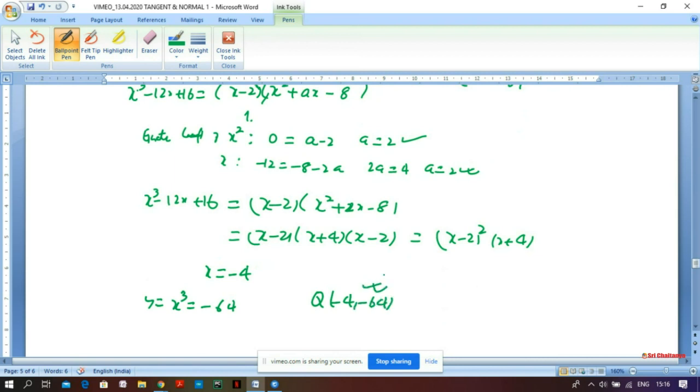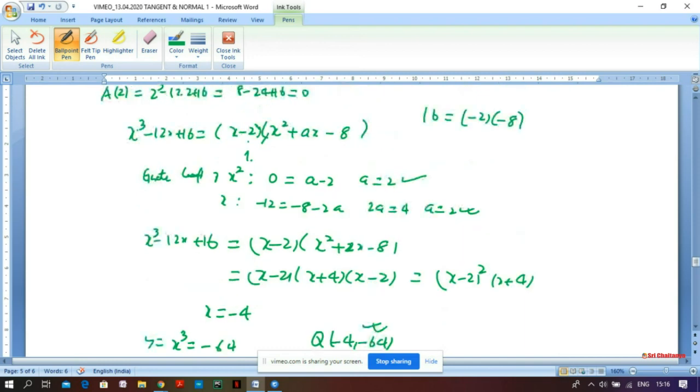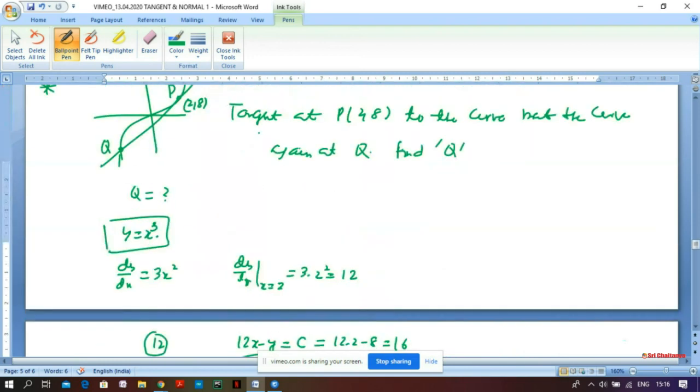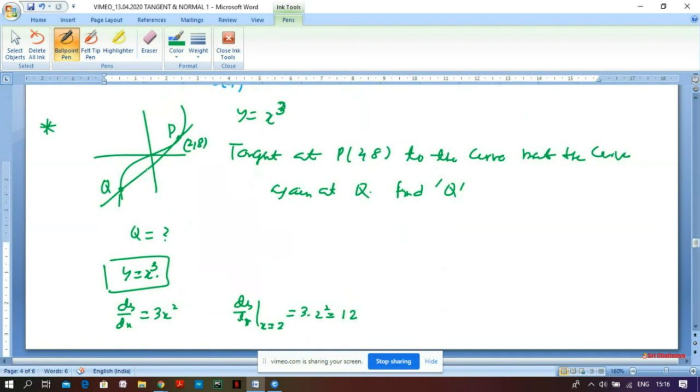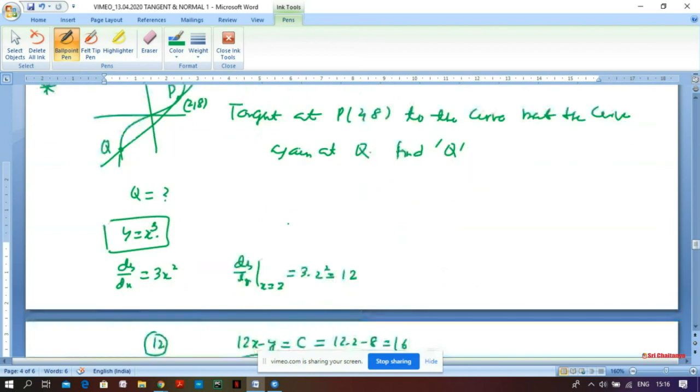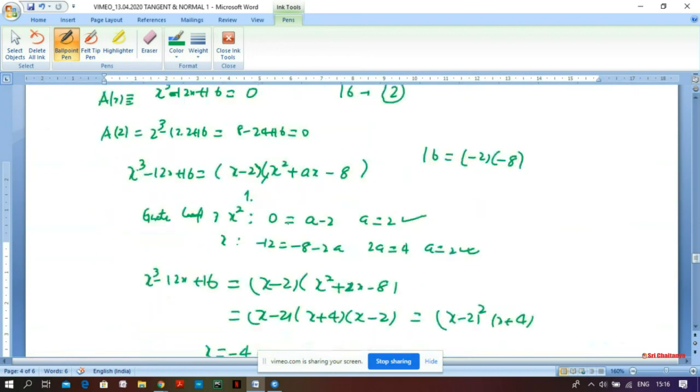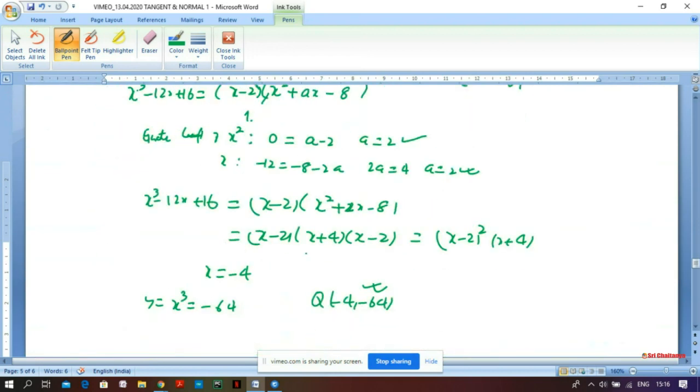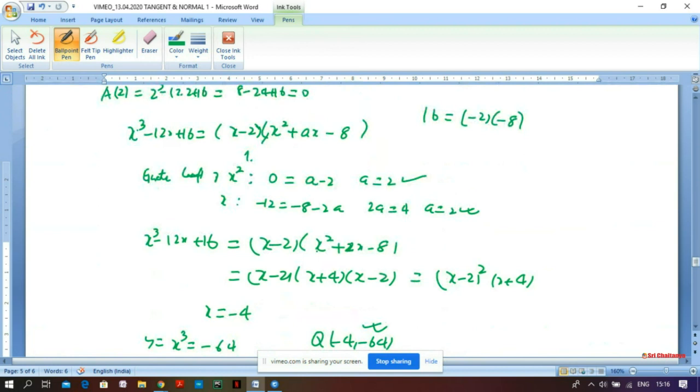So we have found by solving that if the tangent at P meets the curve again at Q, then the Q point happens to be negative 4, negative 64. By the way, there is a shortcut, and that's elegant. Remember or notice that when we solved it, we found two roots: 2, 2, and negative 4. Don't you wonder why this repeats, 2 and 2?